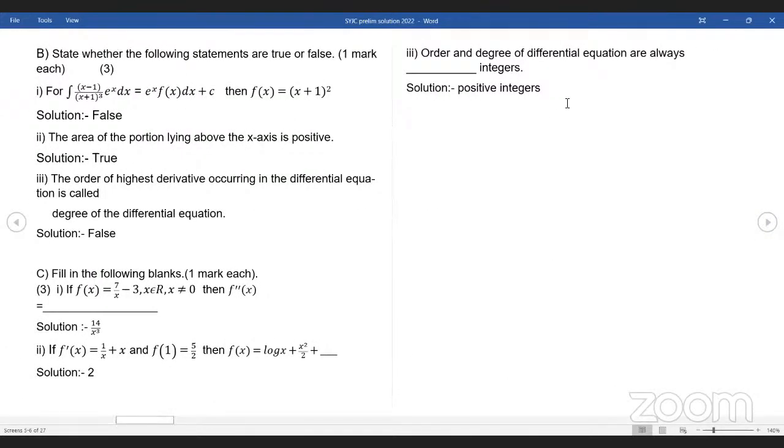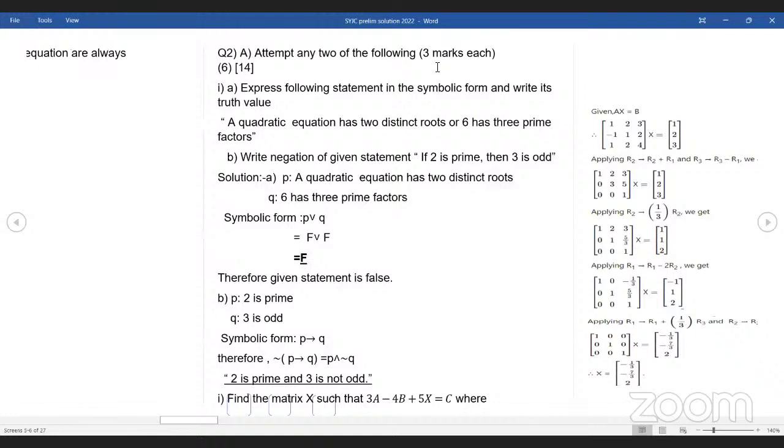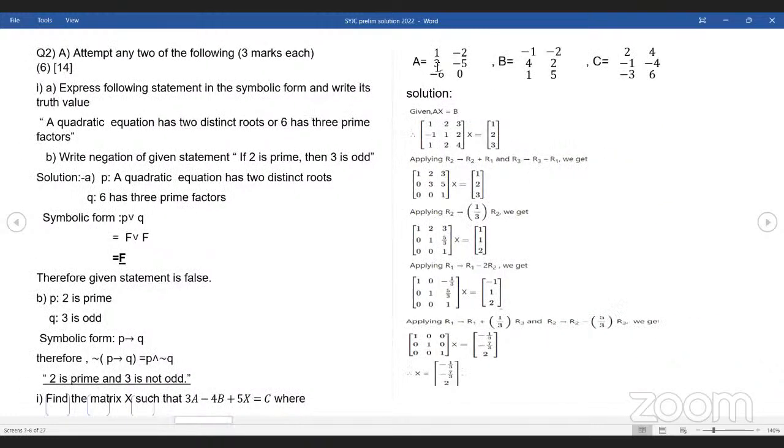Okay, now fill in the blanks. Third question, order and degree of differential equation are always positive integer. So write your answer positive. Next question, question number 2. At here, 3 marks questions are given. Okay, Neil, I will come on your question afterwards. First, we complete our question paper.